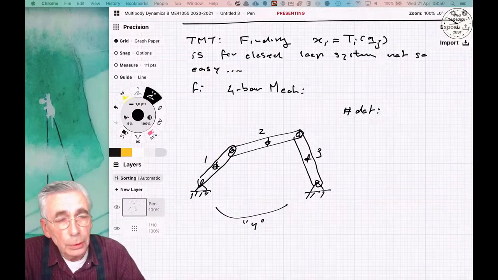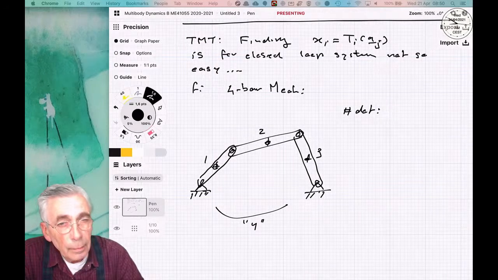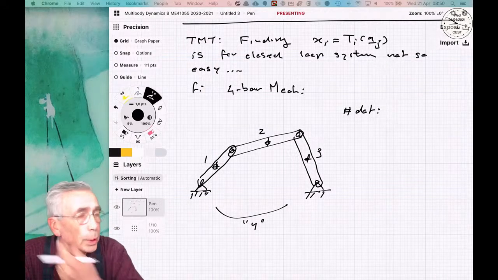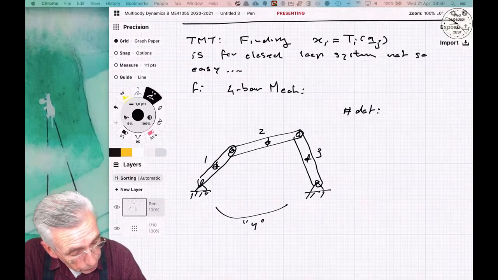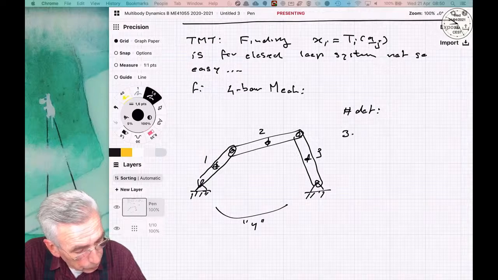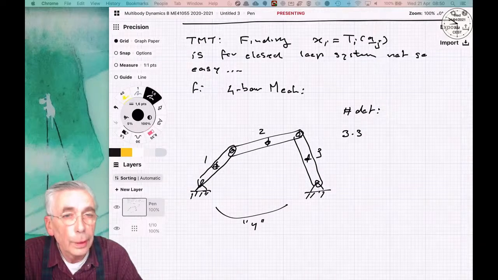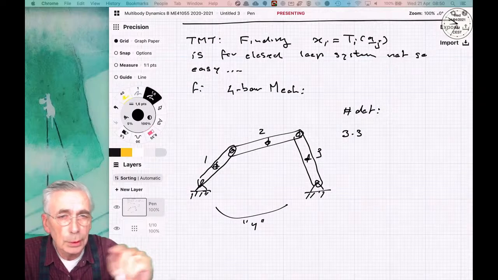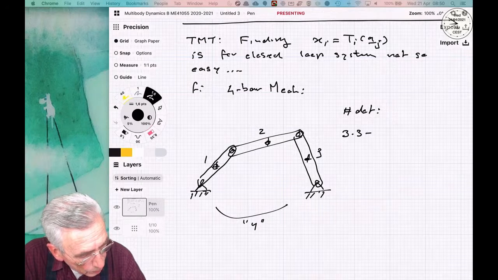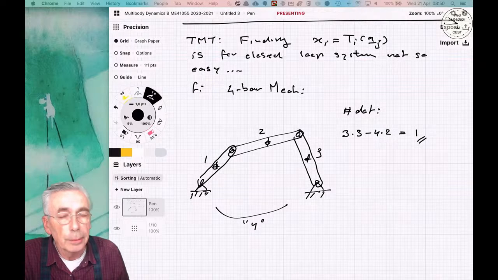Okay, so first let's do the model we have, and the model is we just count the number of bodies, and we count the number of constraints, and we subtract, and it gives us the degrees of freedom. So for every body I have 3 degrees of freedom, and I have 3 bodies. I have 1, 2, 3, 4 joints, and every joint has 2 constraints, right? It's in the horizontal and in the vertical direction. So minus 4 times 2, and that is 1. So there should be 1 degree of freedom.